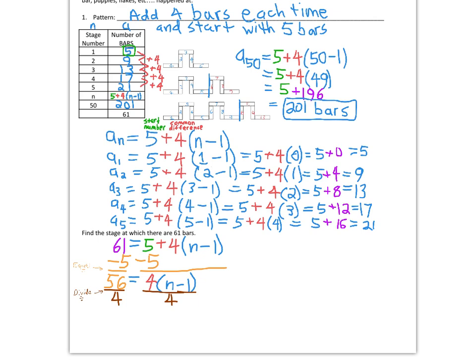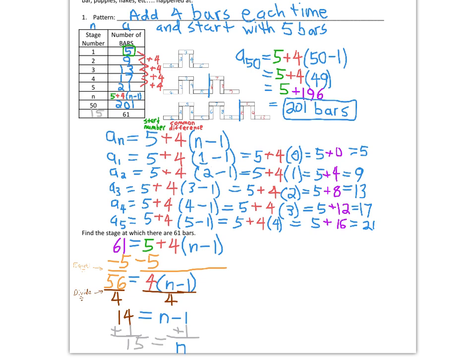So 56 divided by 4 is 14. Remember, what did we find? We found 4 times what is 56? Well, 4 times 14 is 56. Right? This n minus 1 part is a total of 14. And the last part now is just saying what minus 1 gives me 14. We should all know that. Again, since it's a minus 1, to undo minus 1, we're going to add 1 to both sides. And that means that 14 plus 1 is 15. So the 61 bars happen on stage 15.